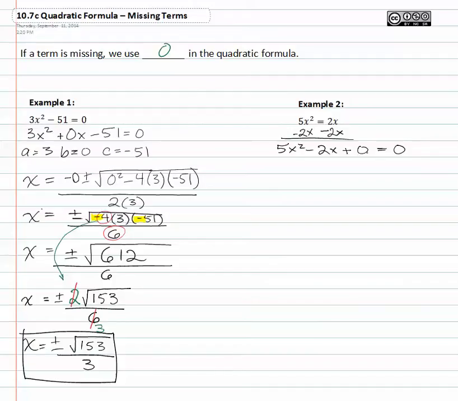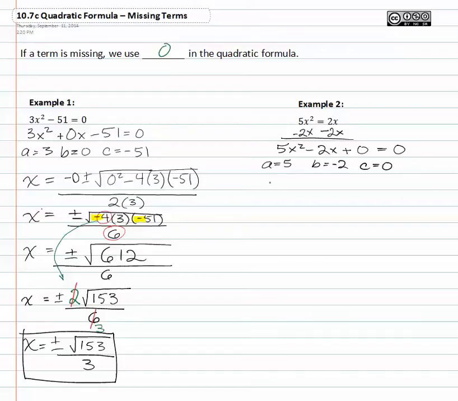The reason I put the 0 there is because if we don't put it there, there's nothing for a placeholder. So when we're trying to find a, b, and c, it's pretty easy to find what a and b are, but c is not unless we put that 0 placeholder there.